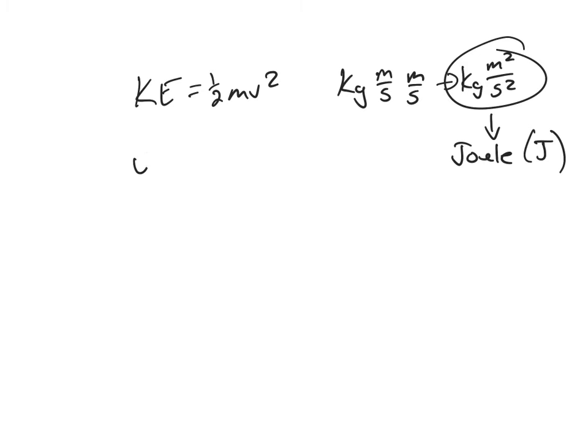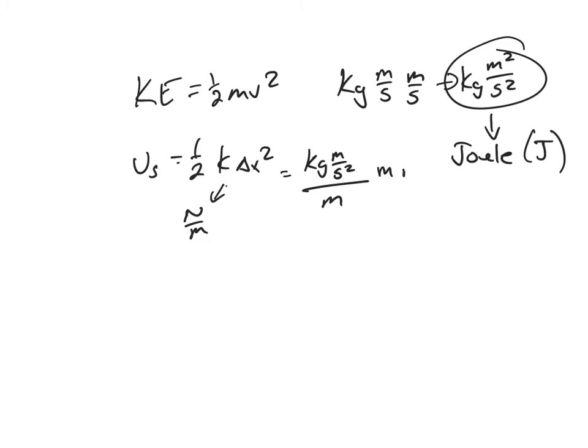Okay, but what about our US, which is 1/2 k delta X squared? k, if we recall, our spring constant is newtons over meters. So our units here are kilograms times meters per second squared over meters, times meters because it's x squared. So these meters cancel out. We're left with kilograms times meters squared per second squared.